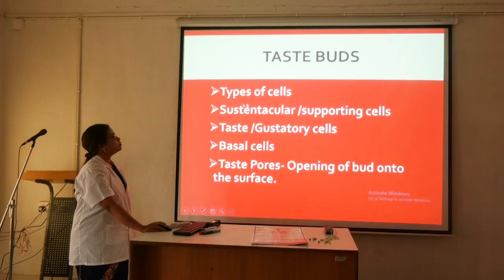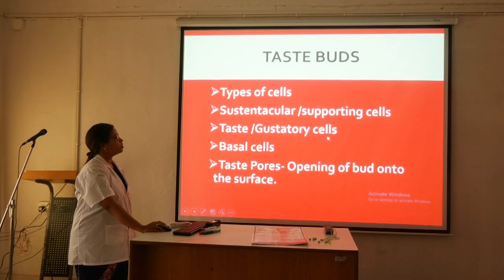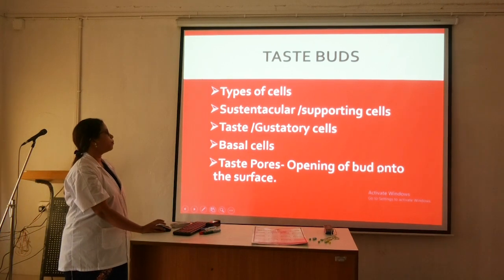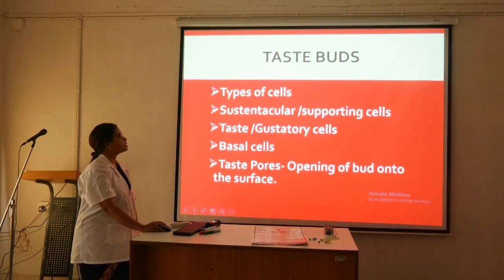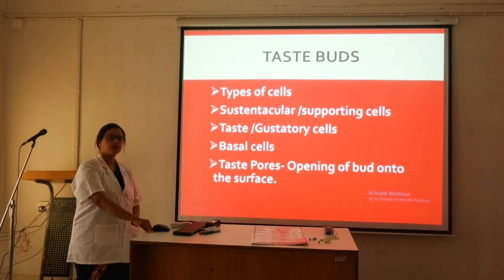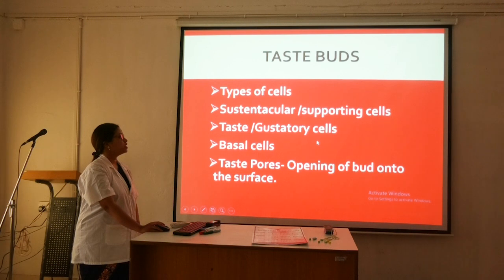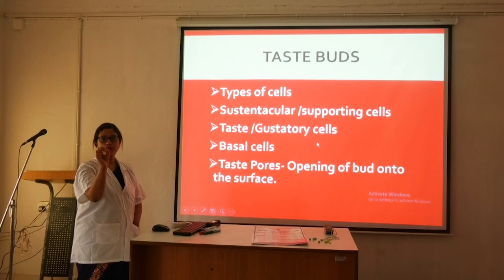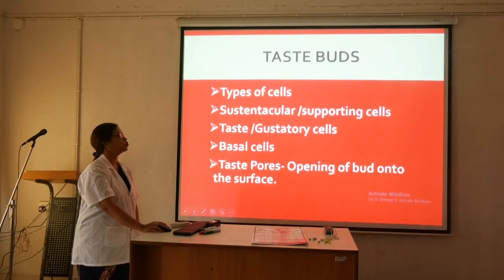The types of cells are sustentacular or supporting cells, taste or gustatory cells, and basal cells. The taste pore is the opening of the bud onto the surface. So these are the various types of cells present in the taste bud. If you remember these, that's okay: sustentacular, supporting, taste or gustatory, basal cells, and there are taste pores. There must be a taste pore, from where the taste sensation is taken.